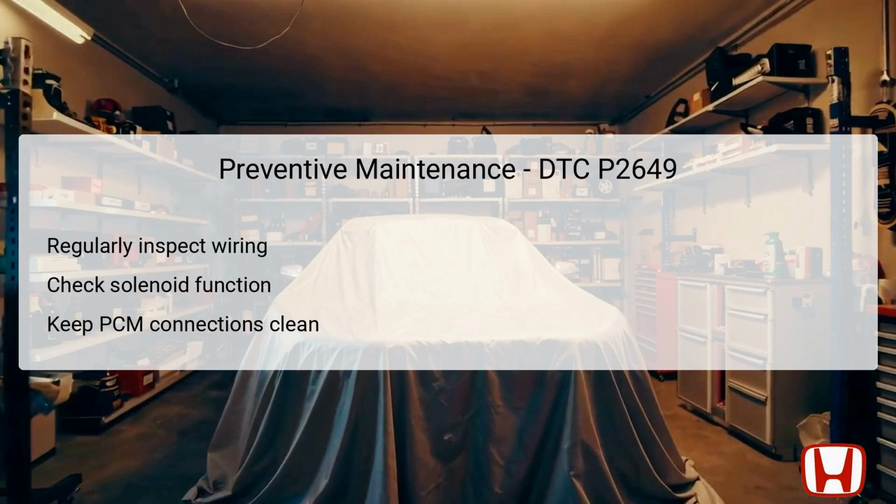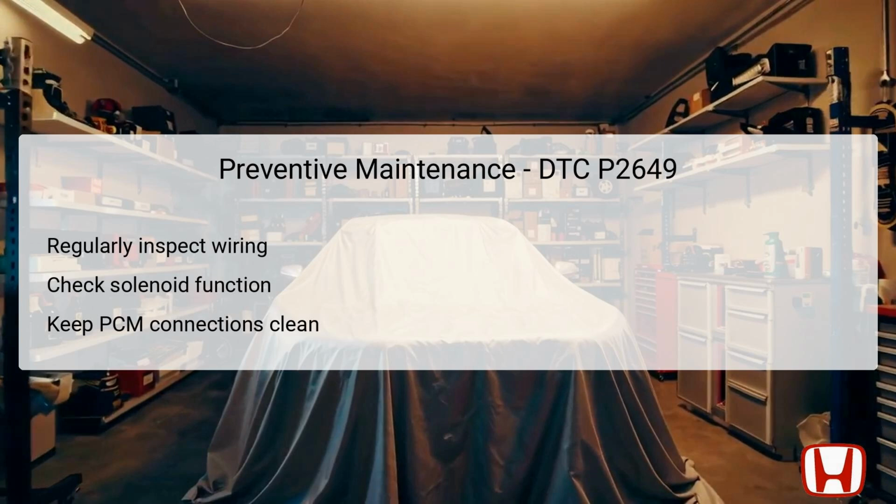Preventive maintenance is an integral aspect of avoiding DTC P2649 in the future. Regular inspections of wiring harnesses associated with the rocker arm oil control solenoid will help detect and address wear or damage before they lead to faults. Additionally, testing the solenoid's functionality periodically can preempt performance issues, ensuring that it operates within the proper resistance range.